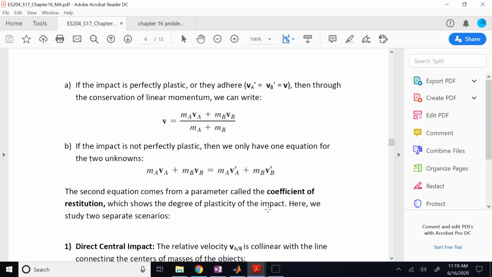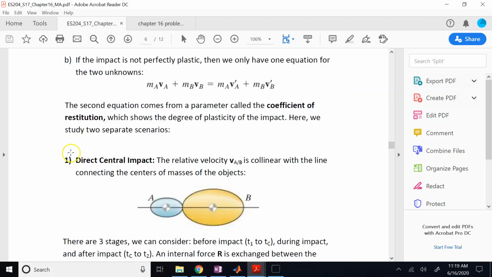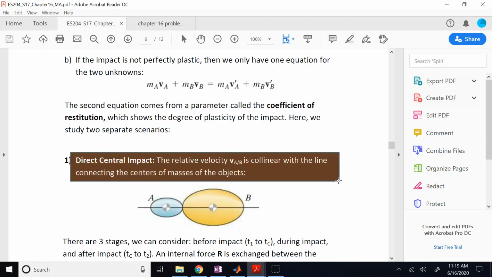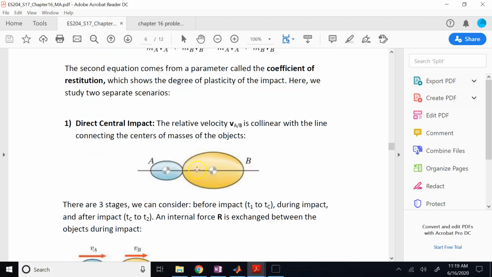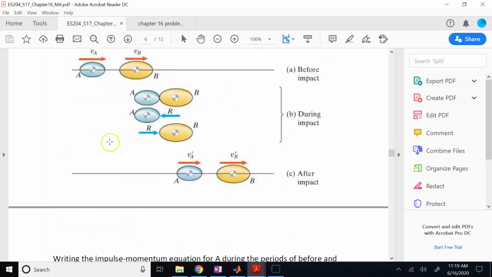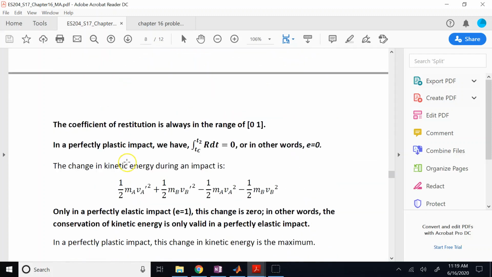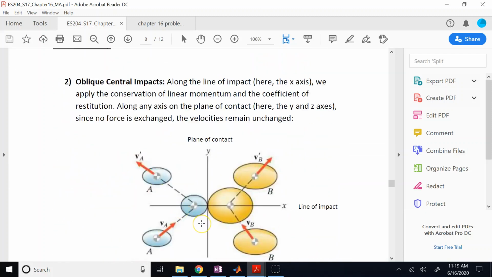Even if I consider the impact to be happening along a simple line, which we call direct central impact. So the simplest type of impact that can happen is when two objects hit head-on. Or like one object is tailgating the other, going faster, and hits it. So there are two types of impact that we study in this course: direct central and then oblique impact. What's the difference between these two?